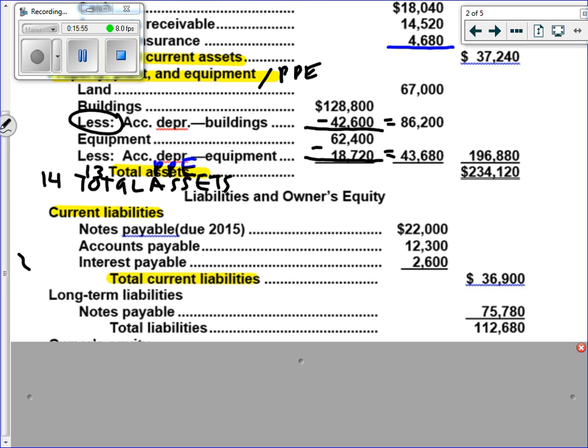We will stop though and say, what are our total liabilities? So the two that are hanging out here, do the math.